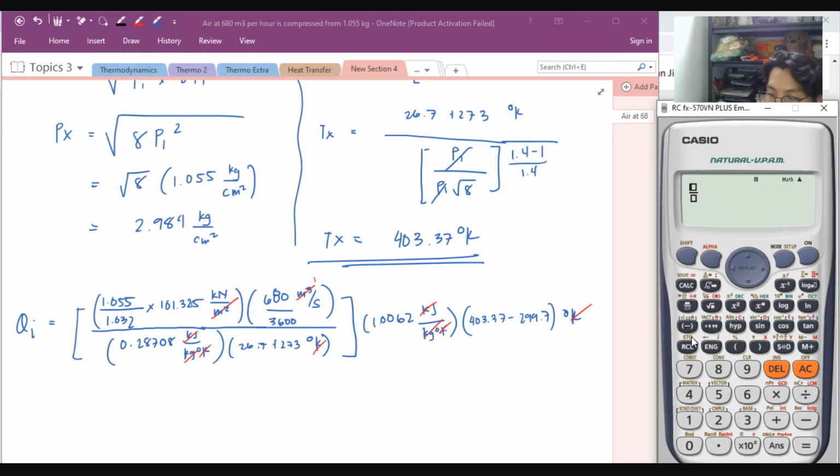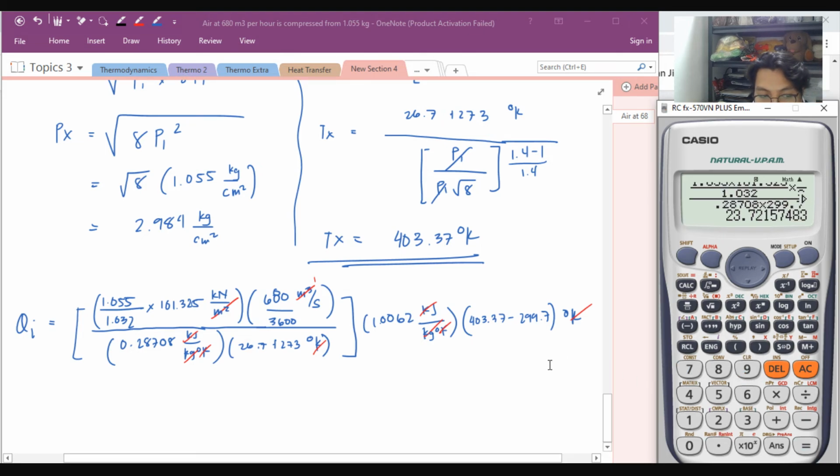The answer will be 1.055 times 101.325 tapos 1.032 times 680 divide by 3600. Kasya naman sa calculator to. Was 0.28708 times 299.7 multiply to 1.0062 times 403.37 minus 299.7. Kasya yan.